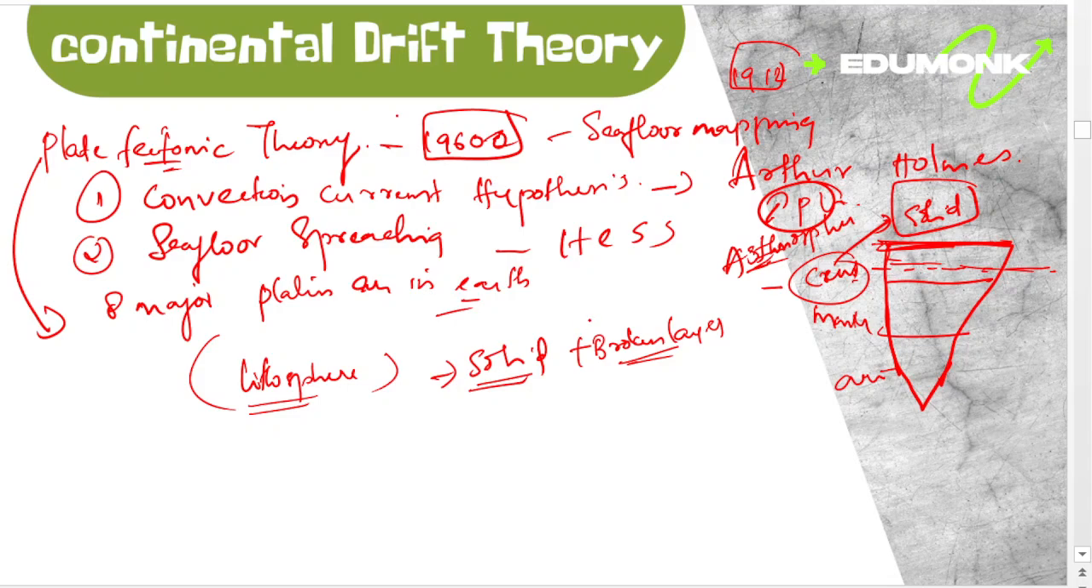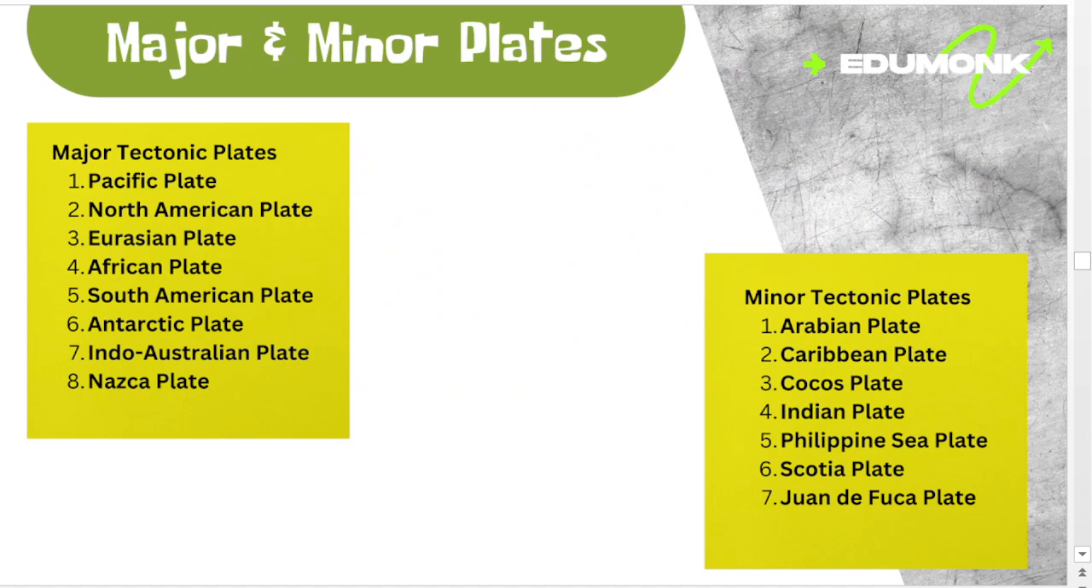Our major lithosphere plates are, first, the Pacific plate, an oceanic plate. Then the North American plate, a continental plate. Eurasian plate, a continental plate. African plate, a continental plate. South American plate, a continental plate. Antarctica plate, a continental plate. Indo-Australian plate, a continental plate, and also the Nazca plate. Then the minor tectonic plates are the Arabian plate, Caribbean plate, Caucasus plate, Indian plate, Philippine Sea plate, Scotia plate, and Juan de Fuca plate.